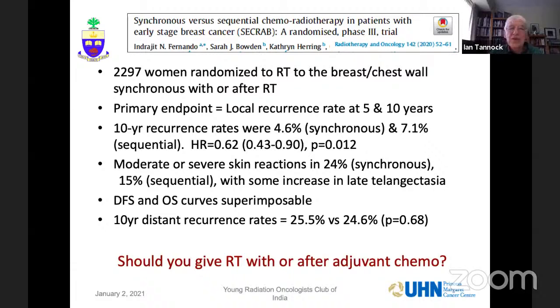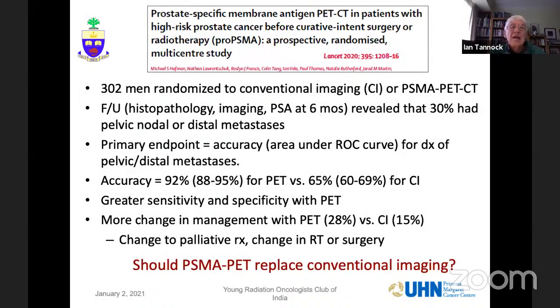All right, let's go on. Prostate PSMA PET CT. So this is an Australian trial by Michael Hofman and colleagues. I know Michael. So 300 men randomized to conventional imaging or PSMA PET CT.